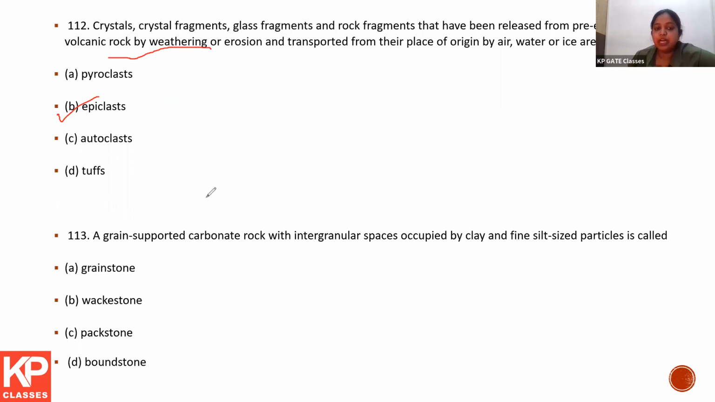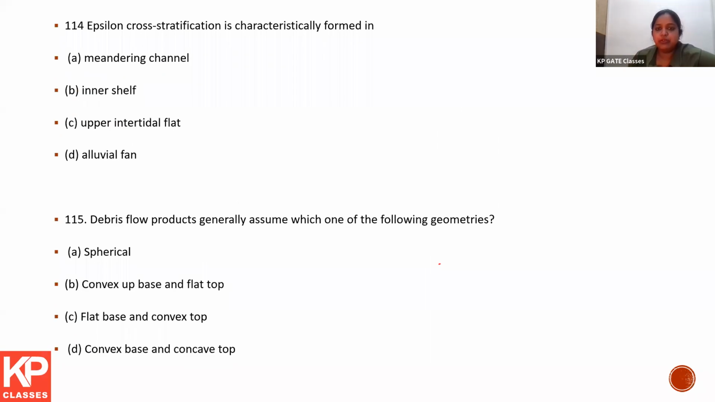A grain-supported carbonate rock with intergranular spaces occupied by clay and fine silt-sized particles is called Packstone. Dunham's classification of limestone, direct question, very easy. Next, epsilon cross stratification is characteristically formed in the meandering channel. The lateral accretion of point bars is what causes formation of the epsilon cross stratification in the meandering channel.